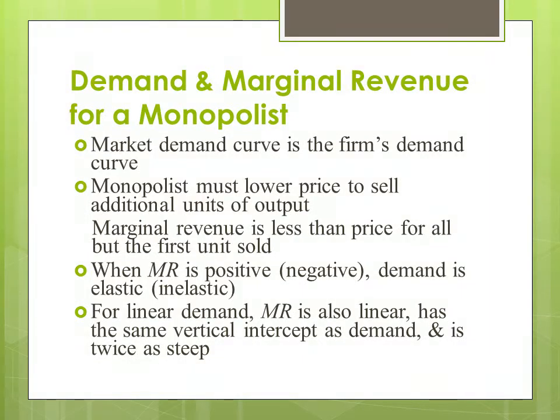Next is demand and marginal revenue for a monopolist. Market demand curve is the firm's demand curve. Monopolists must lower price to sell an additional unit of output. Marginal revenue is less than price for all but the first unit sold. When marginal revenue is positive or negative, demand is inelastic. For linear demand, marginal revenue is also linear, has the same vertical intercept as demand and is twice as steep.